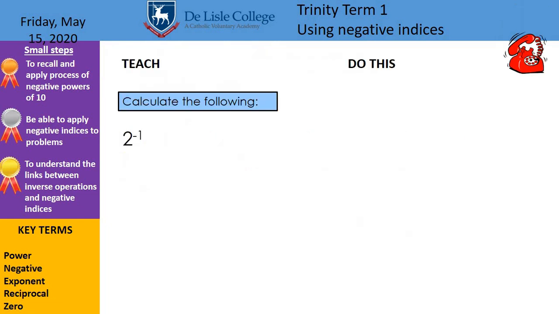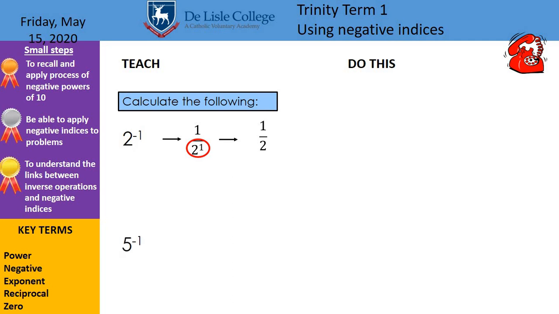Right, brilliant. Okay, so we're going to have a look at other numbers we can use with negative exponents, so negative powers. So first we're going to calculate 2 to the power of negative 1. Which we now know we can write as a fraction as 1 over 2 to the power of 1, okay? We should know that 2 to the power of 1 is just equivalent to 2, so our answer is a half, okay?